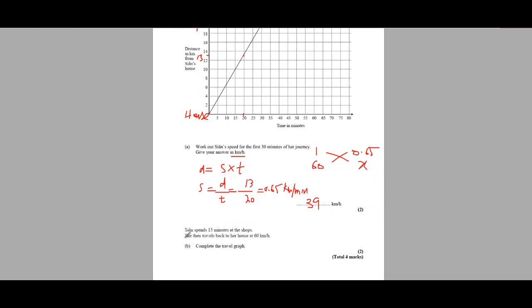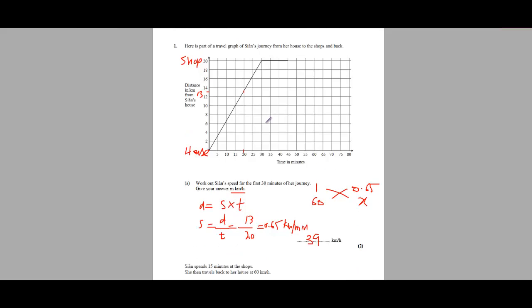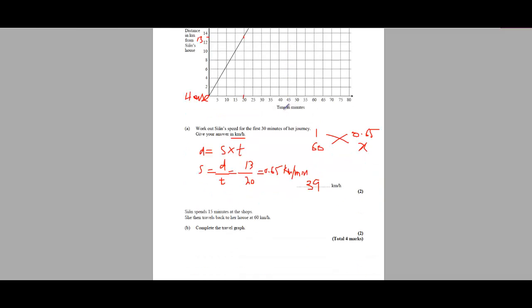The next part: Sian spent 15 minutes at the shop. Look here, from 30 minutes to 45 minutes, so it is 15 minutes. Then she travels back to her house at 60 km per hour.